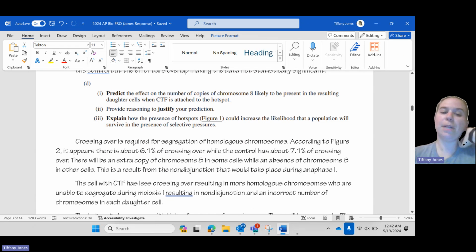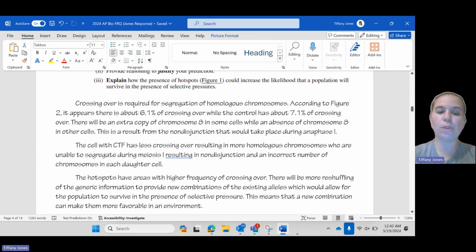So D, we want to predict the effect on the number of copies likely to be present in the resulting cell. And so we do see there is a decrease when you have the CTF. I talked about that since we had the decreasing of that recombination, the decreasing of the crossing over, that's going to lead to these homologous chromosomes being unable to segregate. And that's going to lead to non-disjunction. So there'll be additional chromatids in some of the cells, and they'll be missing a chromatid in other cells. The justification was that homologous chromosomes are unable to segregate during meiosis if we are unable to cross over, and that leads to non-disjunction, which gives us the incorrect number of chromosomes.